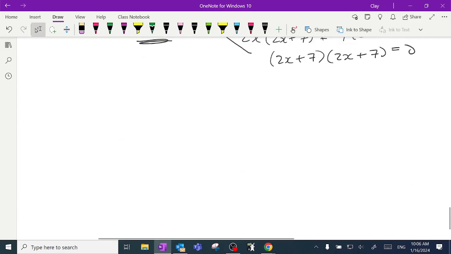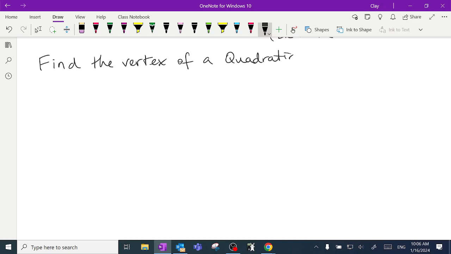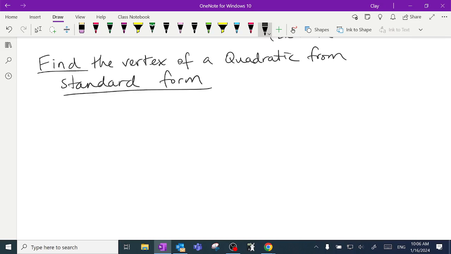On the loose leaf you're working on, we need kind of a new title. And the title here for this section of our notes is going to be Find the Vertex of a Quadratic from Standard Form. And this gets to a question that somebody asked yesterday. They said, well, what if you try to factor it and it doesn't factor?